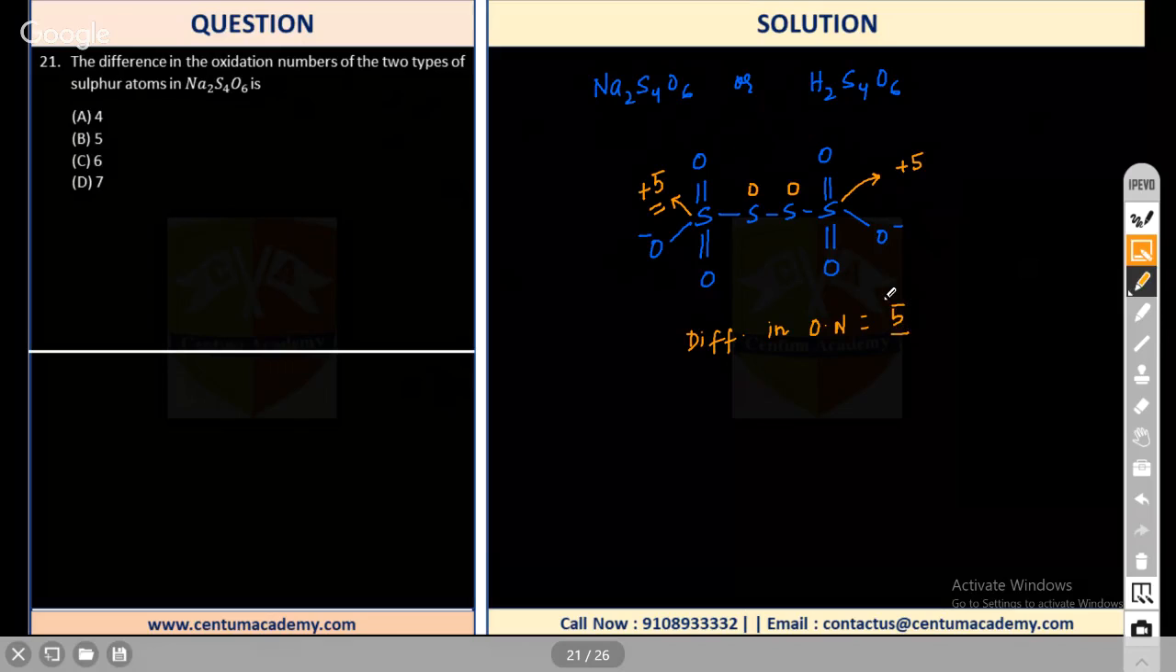Yes. Why is it 0? Because you see, on both sides we have sulfur atom only. So there is no electronegativity difference. That's why it is 0.